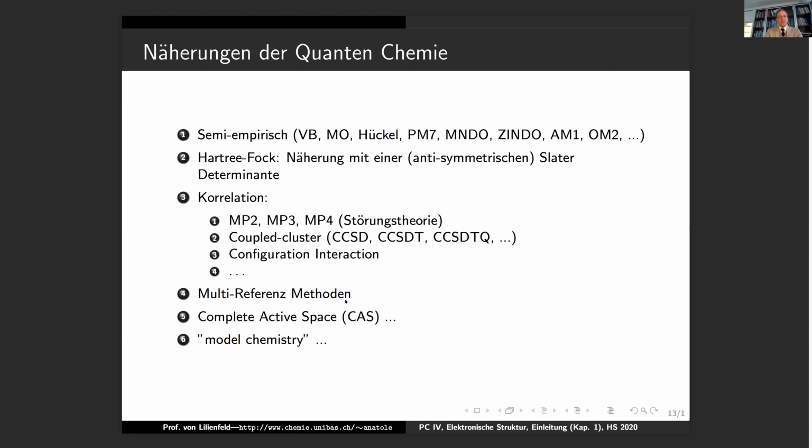There's the complete active space, where you include all possible excitations, and the question is, how do you select the most relevant excitations? And then there's something known as model chemistry, and we will probably touch on that also later. This was devised by John Pople, one of the founders of quantum chemistry, who also obtained a Nobel Prize in 1998.